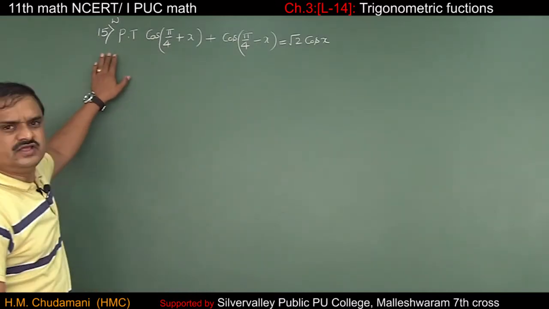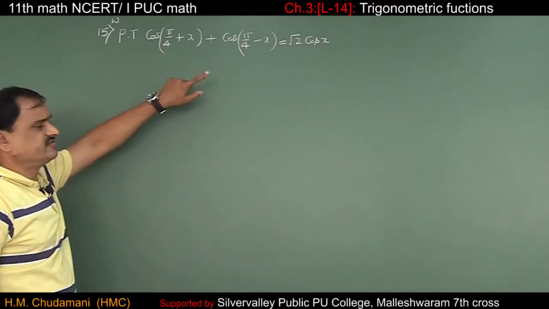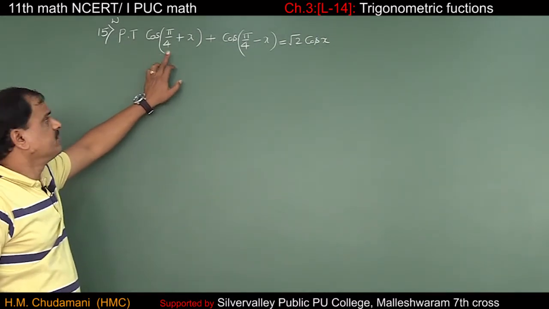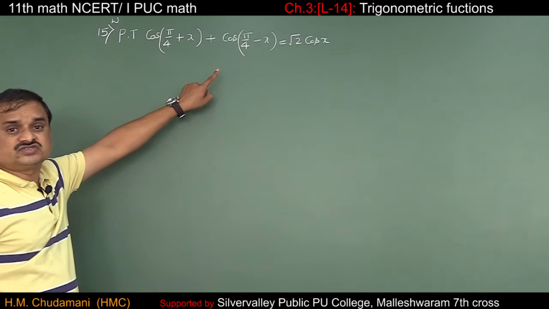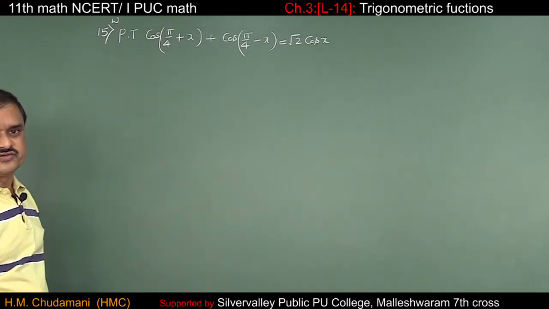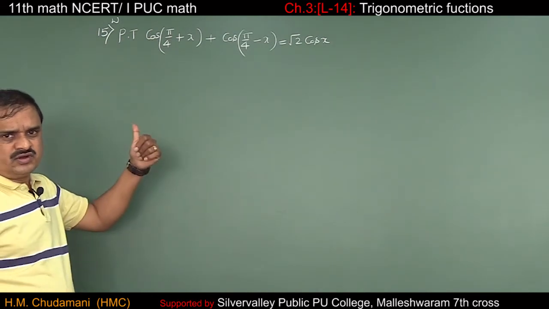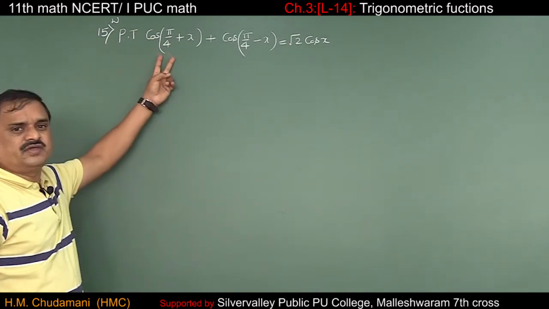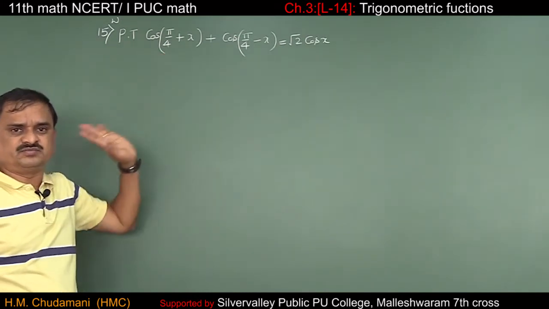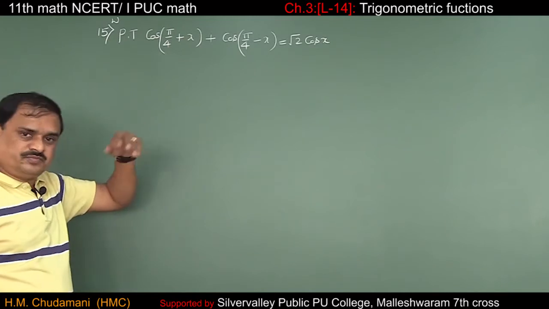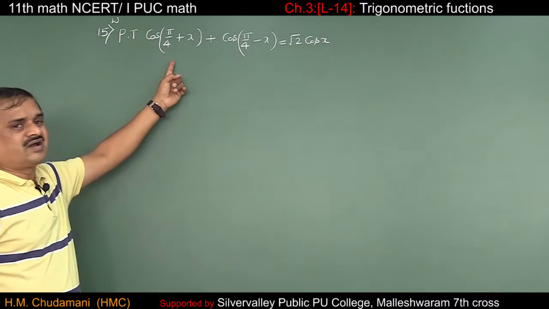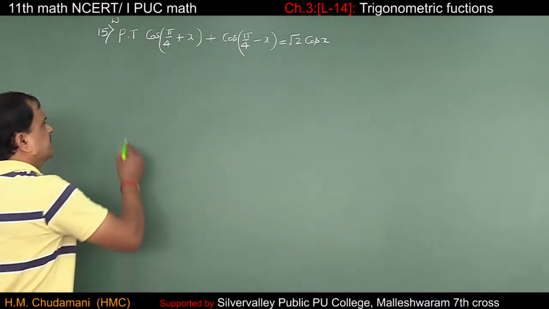Next, 15th one, worked example. It's there in the model question paper, of course. Prove that cos of pi by 4 plus x plus cos of pi by 4 minus x is equal to root 2 cos x. Again, we can work out this by two methods, cos of a plus b formula plus cos of a minus b formula. One of the terms gets cancelled. So as we did in the previous case, let me follow the other method, cos c plus cos d formula.